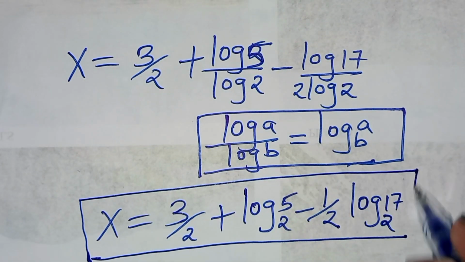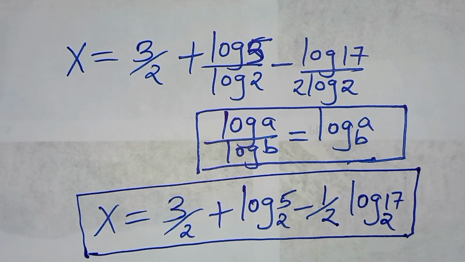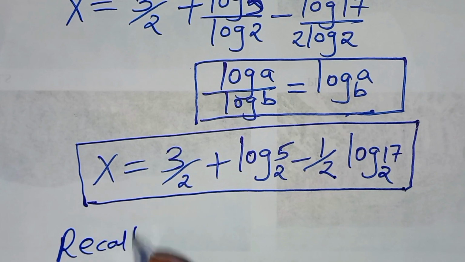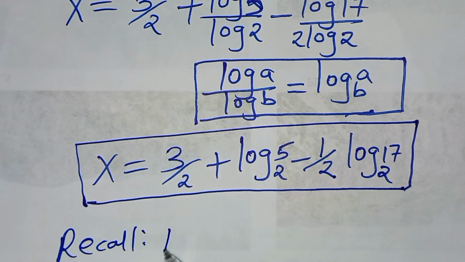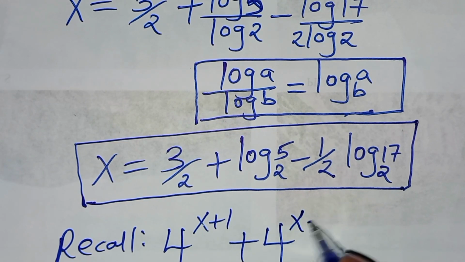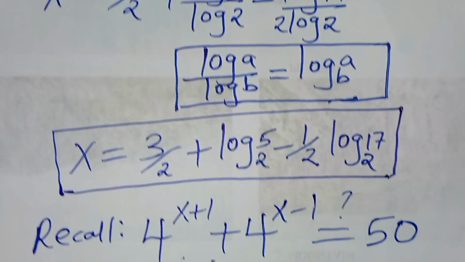This is the value of x. So let's verify that this value of x actually satisfies the equation. Now if you recall here, we had 4 to the power x plus 1 plus 4 to the power x minus 1. This should give us a value of 50.